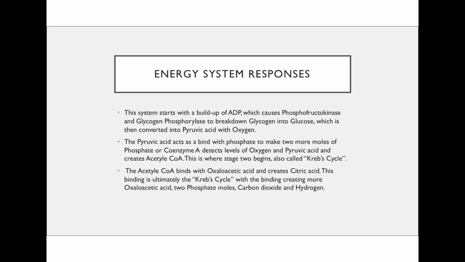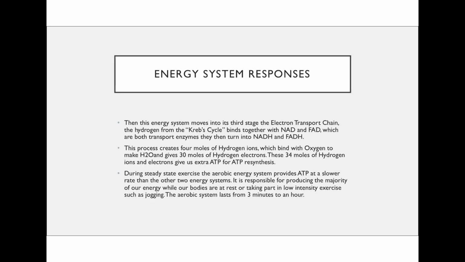This is where stage 2 begins, also called the Krebs cycle. The acetyl-CoA binds with oxaloacetic acid and creates citric acid. This binding is ultimately the Krebs cycle, with the binding creating more oxaloacetic acid, 2 more phosphate moles, carbon dioxide, and hydrogen.